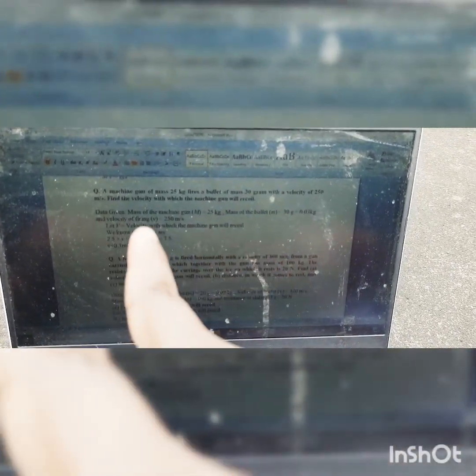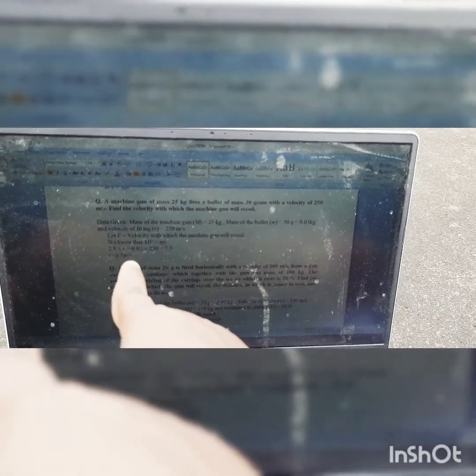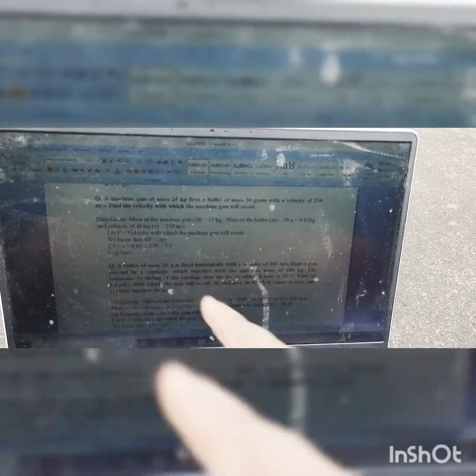After solving, we got that velocity is 0.3 meter per second. That is capital V. Sorry, here I have written it as small v, but it is capital V. We found out that the velocity at which the gun recoils is 0.3 meter per second. Next, we'll move to another question.